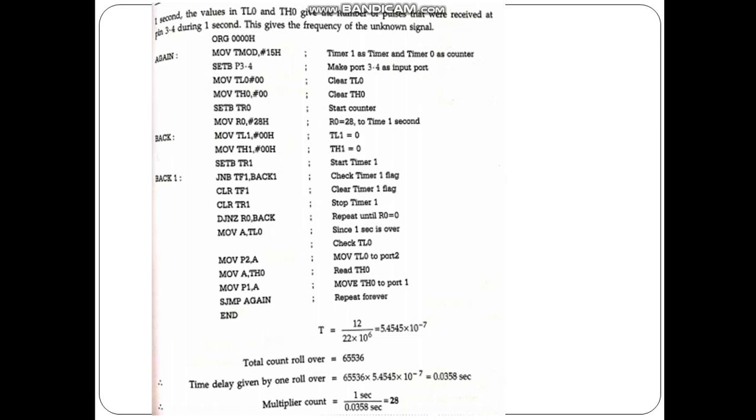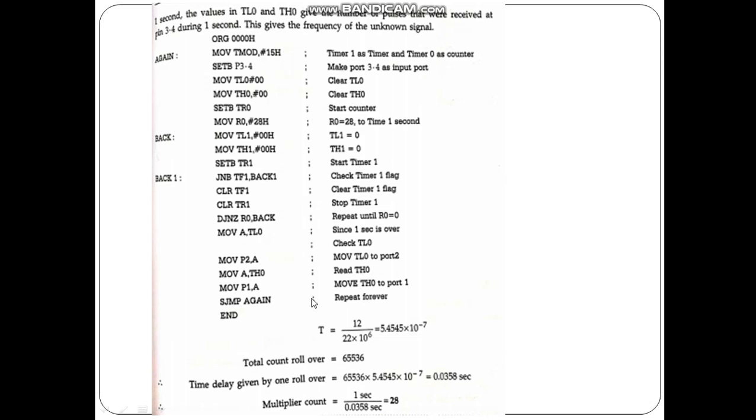Continuously monitor the timer 1 overflow flag bit. Once there is an overflow, clear TF and TR. In order to get a delay of 1 second, you need to repeat this set of instructions 28 times, so use the instruction DJNZ R0, back. Then whatever value is in the TL0 register has to be sent to port 2, and whatever value is in TH0 has to be sent to port 1.